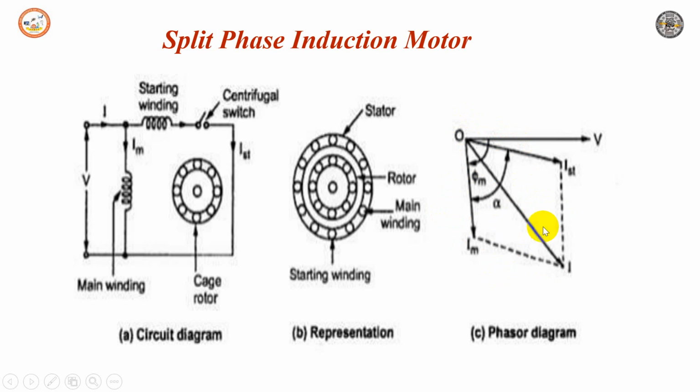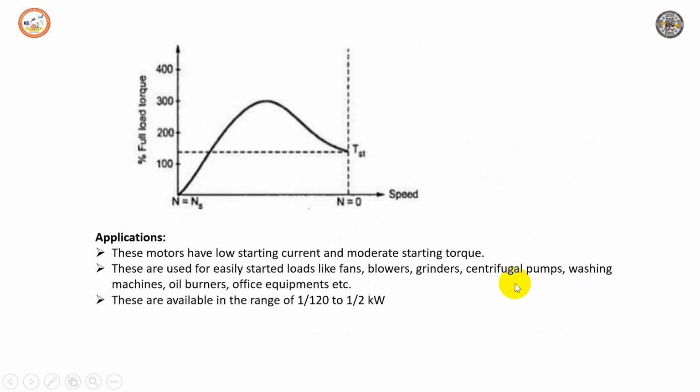The resultant of the two fluxes created by ist and im produces a starting torque, which acts in only one direction. If you observe, the resultant of these two is the current I, which results in a rotating flux and produces a starting torque. This is the graph for the split phase motor.